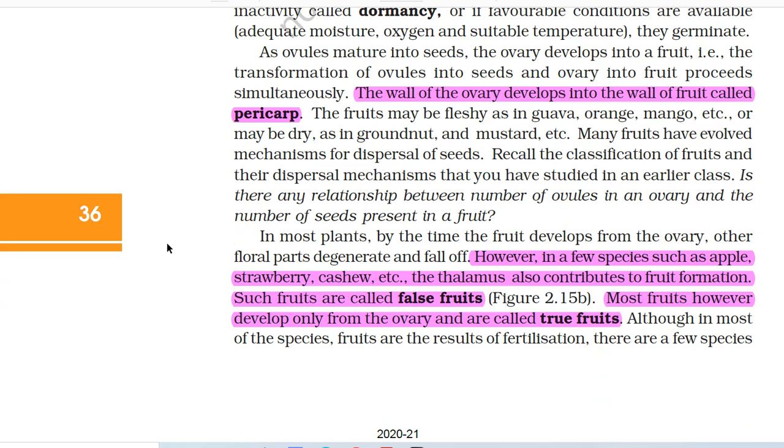As ovules mature into seeds, the ovary develops into a fruit. That is, the transformation of ovules into seeds and ovary into fruit proceeds simultaneously. The wall of the ovary develops into the wall of fruit called pericarp. The fruits may be fleshy as in guava, orange, mango, etc., or may be dry as in groundnut and mustard, etc. Many fruits have evolved mechanisms for disposal of seeds. Recall the classification of fruits and their disposal mechanisms that you have studied in an earlier class. Is there any relationship between number of ovules in an ovary and the number of seeds present in a fruit?